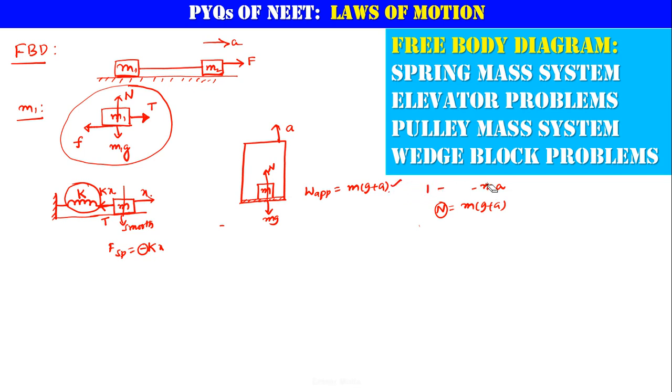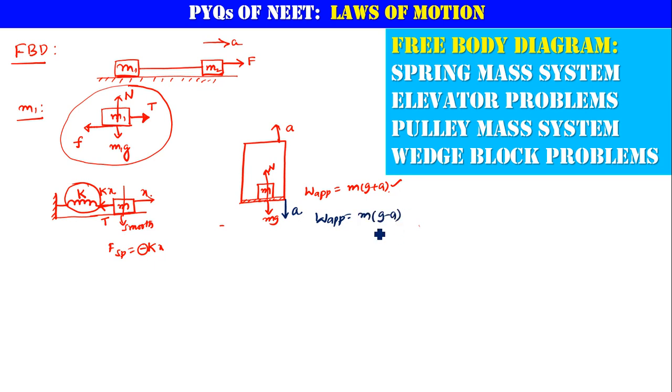Yes. So that's how you can get the apparent weight for this kind of case where there is an additional acceleration upwards. Now suppose we have the acceleration downwards, let us say. Then apparent weight, we can prove in the same manner, will be m into g minus a.